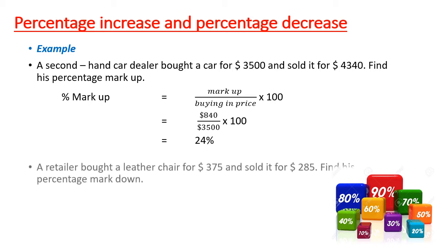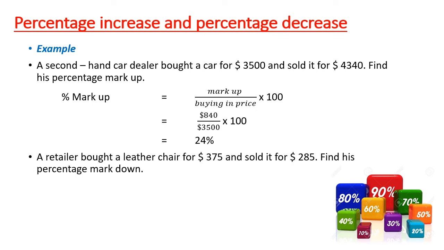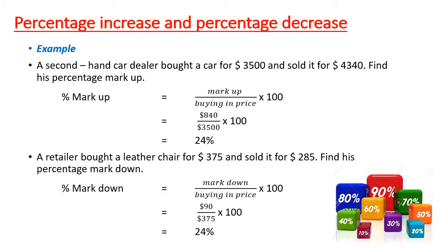Now you can check the next example also. A retailer bought a leather chair for $375 and sold it for $285. You have to find his percentage marked down. Here it is the same way as the previous question. First of all you have to find what the marked down amount is. How can we find it? Buying price minus selling price. What are the two numbers? 375 minus 285, 90 is the answer.